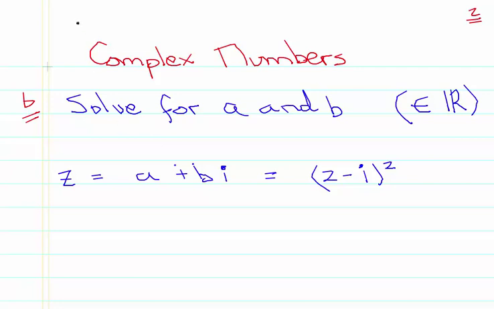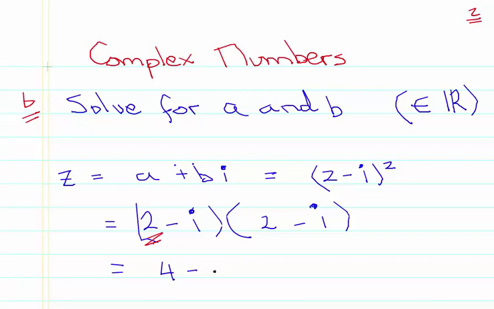Solve for a and b, where a plus bi is equal to 2 minus i squared. Again, this is a straightforward multiplication. So what we have here is 2 minus i times 2 minus i. So let's multiply it out. We'll start here with this 2 and just multiply the other term: 4 minus 2i, and now we'll go to the minus i.